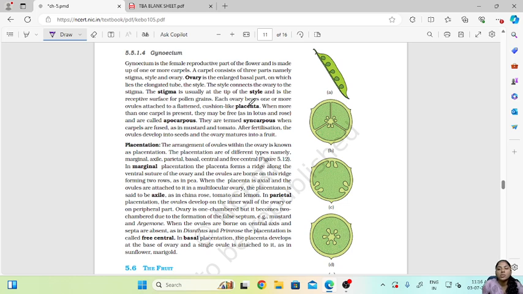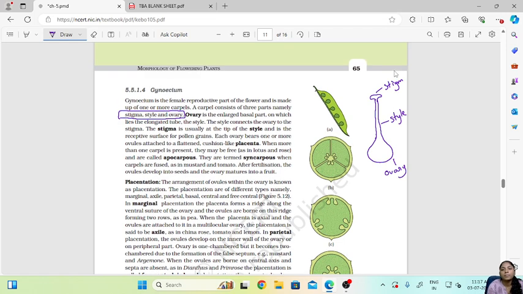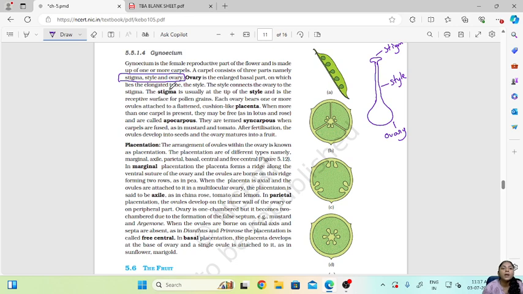Then the next part is the gynoecium. Gynoecium is the female reproductive part of the flower, and it is made up of one or more carpels. A carpel consists of three parts: the style, stigma and ovary. The ovary is the enlarged basal part on which lies the elongated tube, that is the style. This is the style, this is the ovary. The style connects the ovary to the stigma. The stigma is usually at the tip of the style and is the receptive surface for pollen grains.